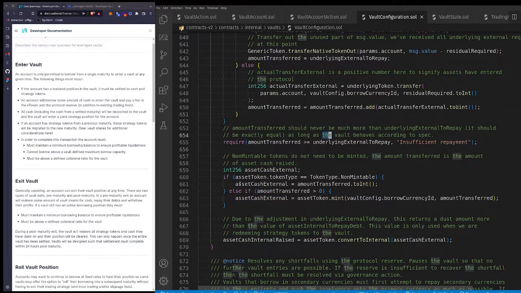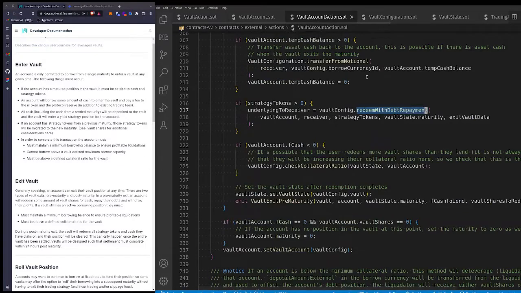Require that we have sufficient to pay, and then the last thing here is that Notional holds all of its balances in money market funds. So if the token type is money market, then we'll mint money market tokens instead of holding the underlying token, which is typically non-yield bearing. So that is redeemed with debt repayments.